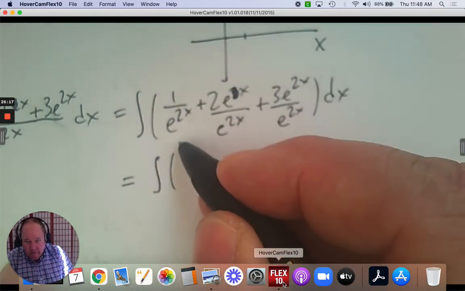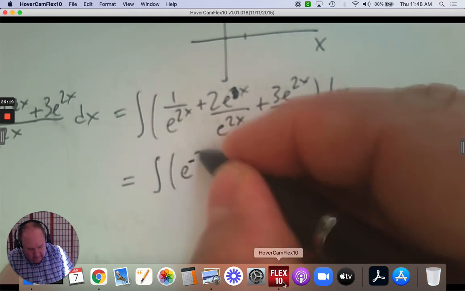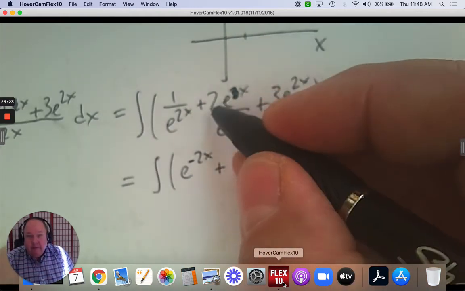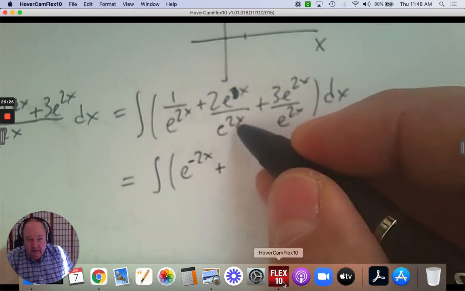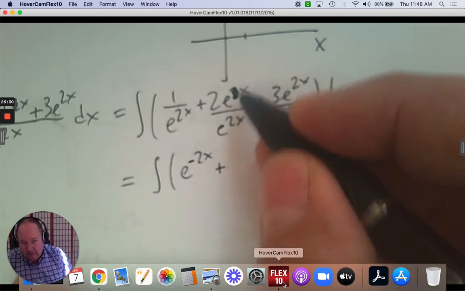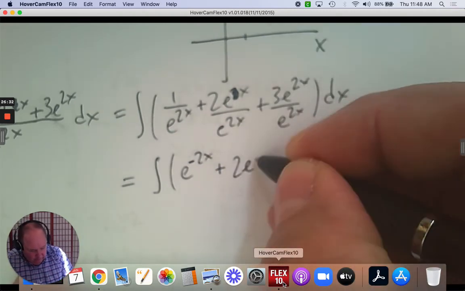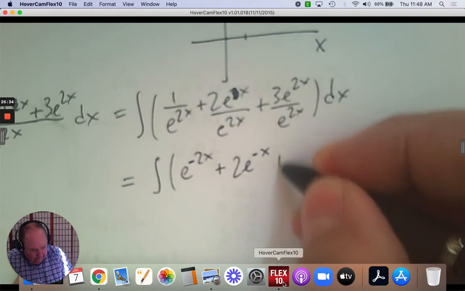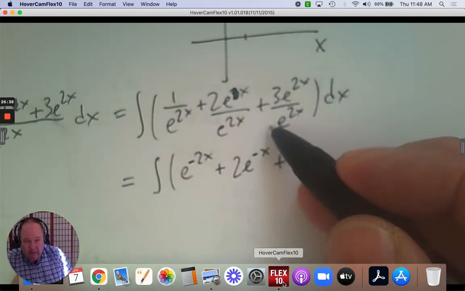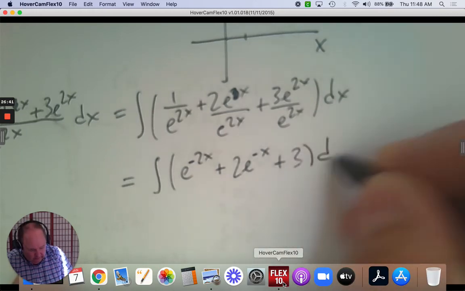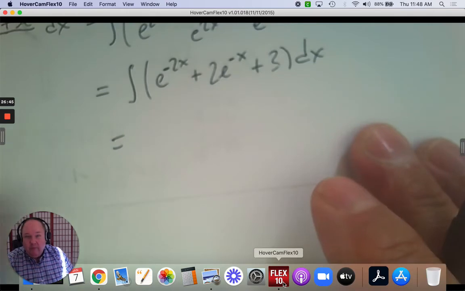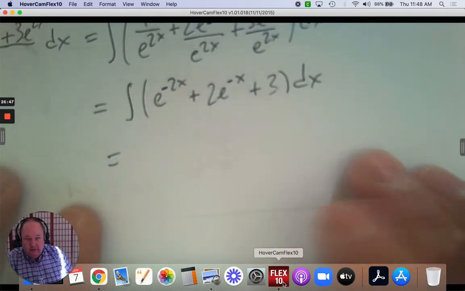So 1 over e to the 2x is the same as e to the negative 2x. The next one, e to the x over e to the 2x. When the bases are the same, you subtract the exponents. So x subtract 2x gives me 2e to the negative x. And then the last one, e to the 2x over e to the 2x, they just divide out and it's just 3. And then you integrate this.